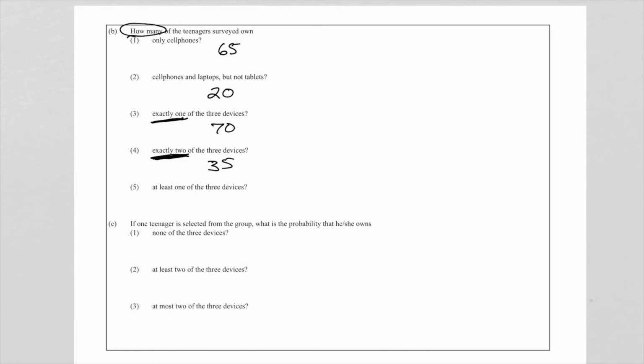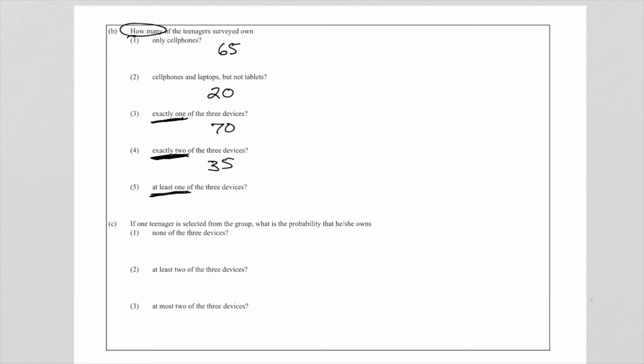Good. Now, the last part of this B, and we are still busy with the how many. So it's very important that you are aware of what exactly they want. There's the big difference between how many and probability. Remember, probability, we must divide with the sample space. So in this one, we read that at least one of the 3 devices.